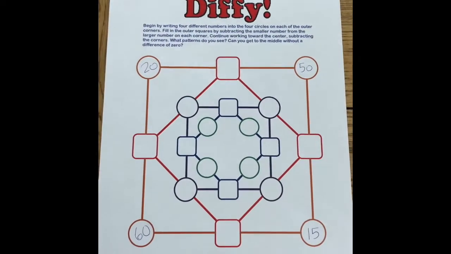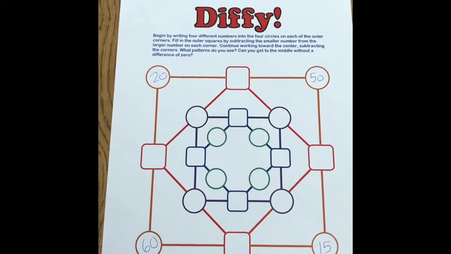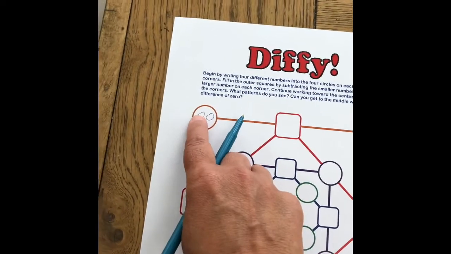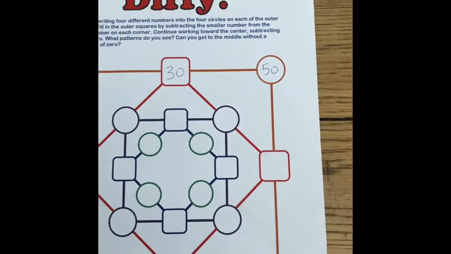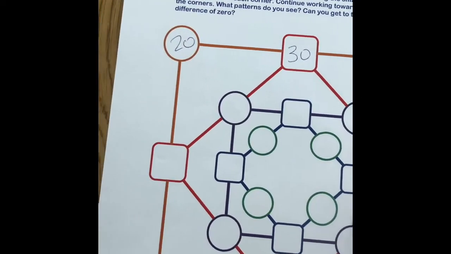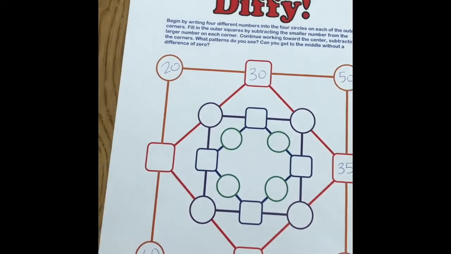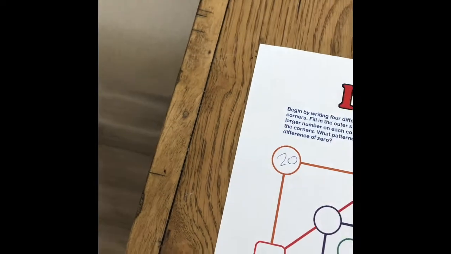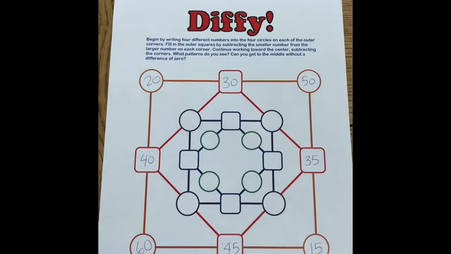Okay, try to make them a little bit easier because we're going to be subtracting. So the squares on the outside, you're going to be subtracting the 2 circles that it connects to. So 50 minus 20, you're going to subtract the smaller number from the larger number. So 50 minus 20 is 30. 50 minus 15 is 35. 60 minus 15 is 45. I'm sorry, 60 minus 20 is 40. There you go. All right.